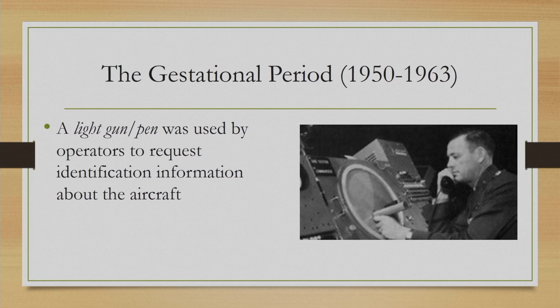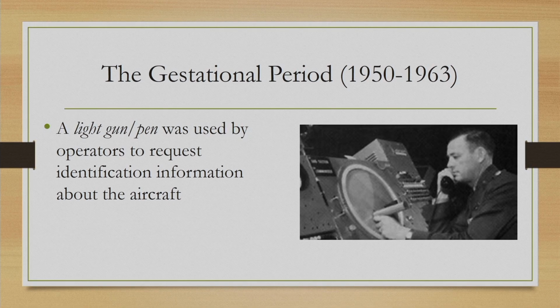There was one more aspect of this system. So, it was actually in a sense an interactive system. The operator can interact with the system with the use of an input device called a light gun or a light pen. Now, if there is an aircraft shown on the screen, the operator can point the pen to that aircraft to get the identification information of the aircraft.